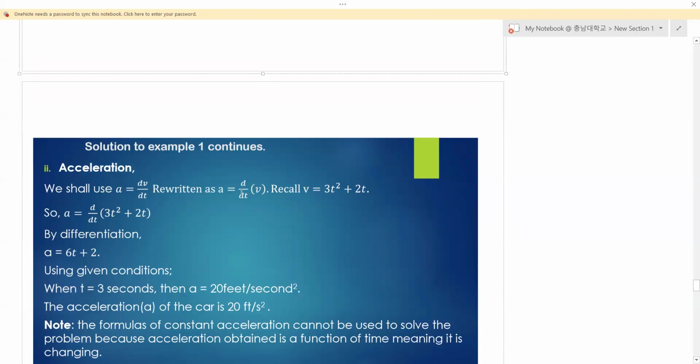And written as dv/dt. So that means that we can also rearrange it and write it as dv/dt. But recall, this is what we got as velocity, that was the equation that was given as velocity. So now, since we know velocity, acceleration is going to be the derivative of velocity with respect to time. And so you have to know that.